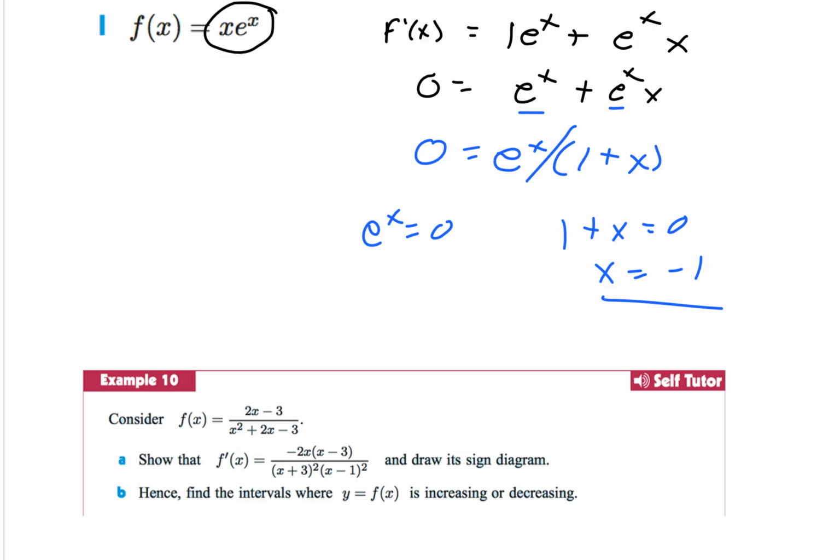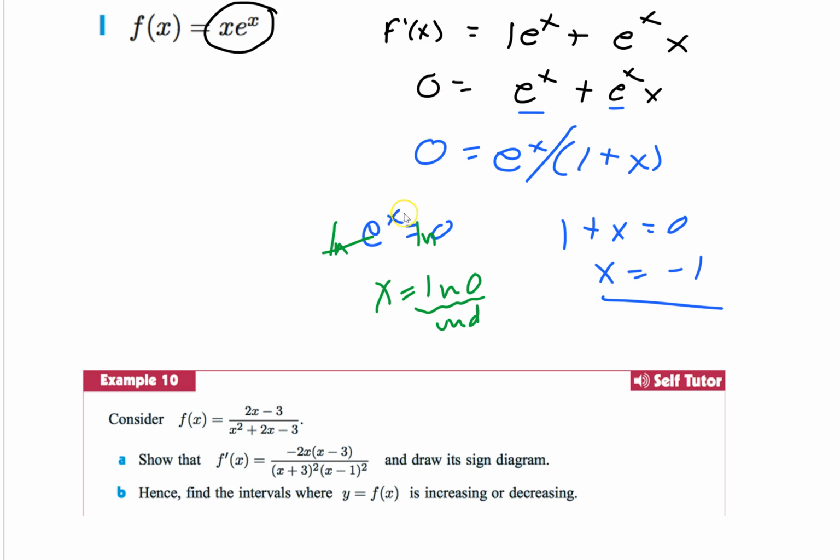Now let's talk about e to the x equals 0. How do we solve it? Well, remember what cancels out e? Natural log. x equals natural log of 0, which by the way is undefined. Natural log of 0 doesn't exist.